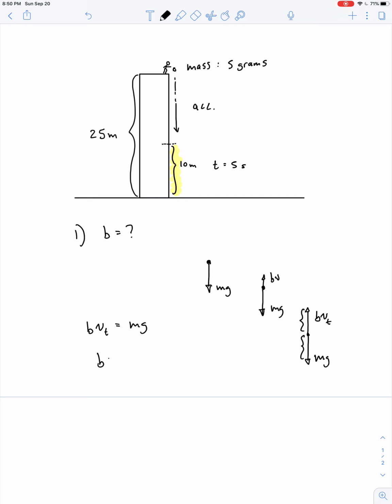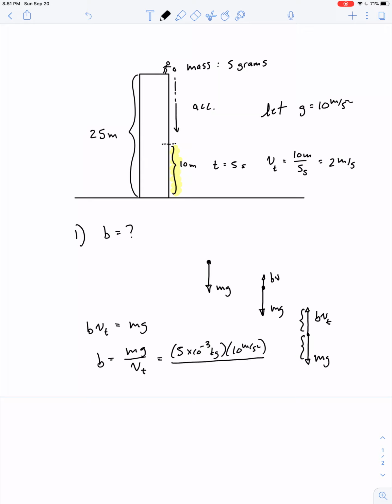So that means we can find b by dividing mg by the terminal velocity. Well, we can get the terminal velocity pretty easily. It travels 10 meters in a time of 5 seconds, and it does that at a steady speed. So the terminal velocity is just 2 meters per second. Let's make this problem easy and let g equal 10 meters per second squared. So the b value in this case is 5 grams, which is 5 times 10 to the negative third kilograms, times 10 meters per second squared, divided by a terminal velocity of 2 meters per second.